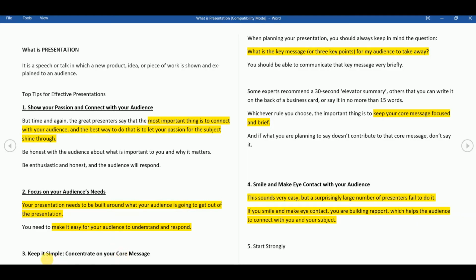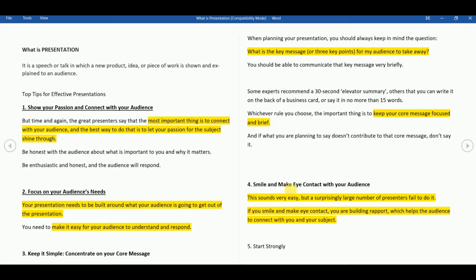The third one is that you have to keep things simple, concentrate on your core message. What is the core message? What are the three things or four things that you want the audience to take away? So those will form the key messages that you really want to pass across, and you need to keep hammering on that and making sure that it is simple to understand. But you have to understand that you have to keep it simple, brief, so that your audience will understand.